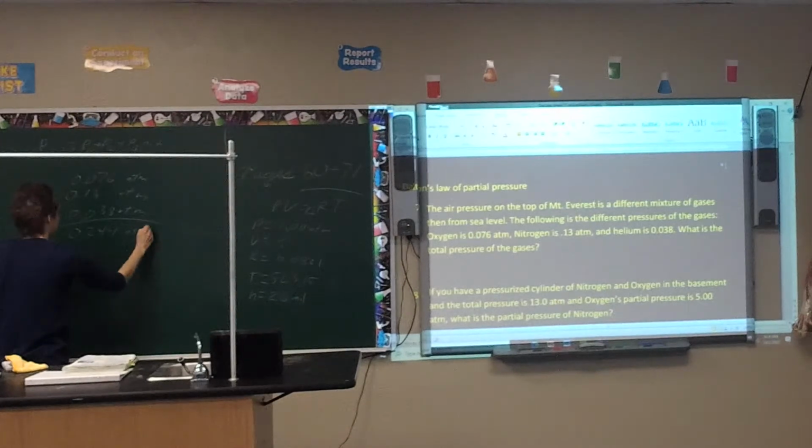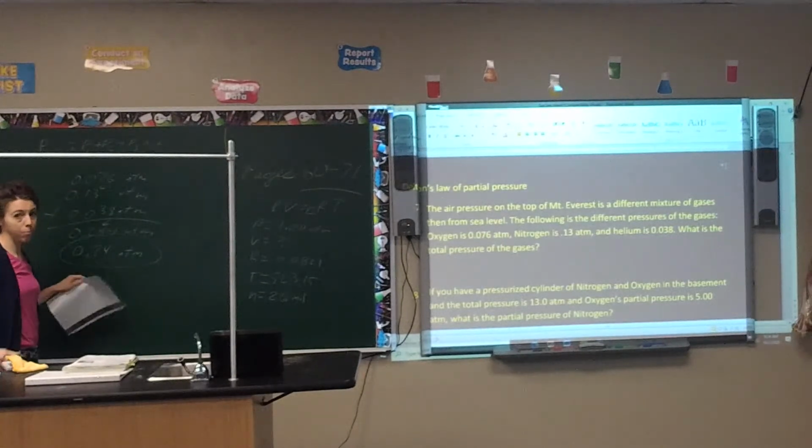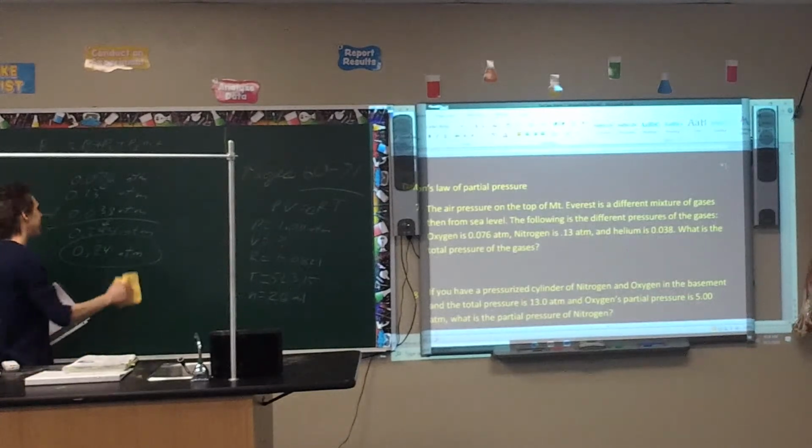atm. Now remember, for sig figs for addition, do I go off the number or do I go off place? Right, I go off place. So for this one, the 0.13, that's why this one has to be rounded to the hundredths as well. So 0.24 atm. That's the answer for this type of equation with Dalton's law of partial pressure.